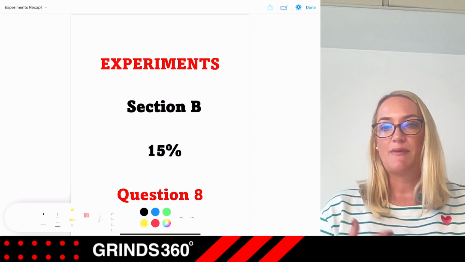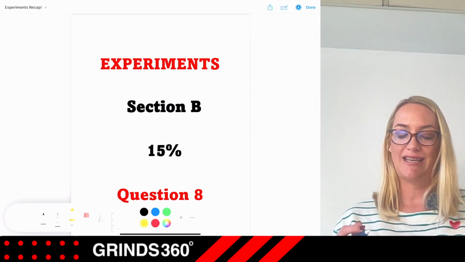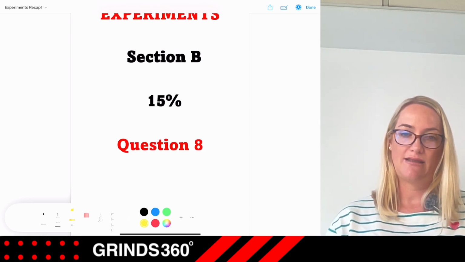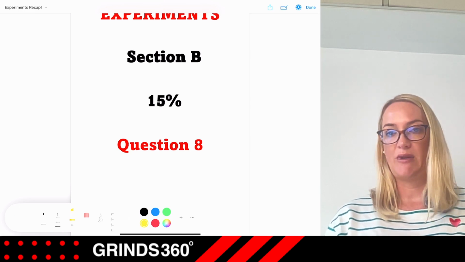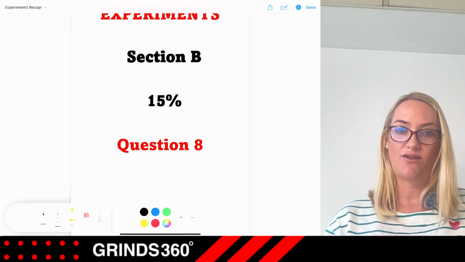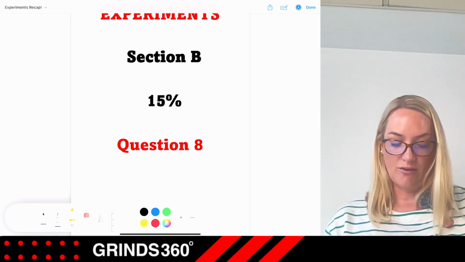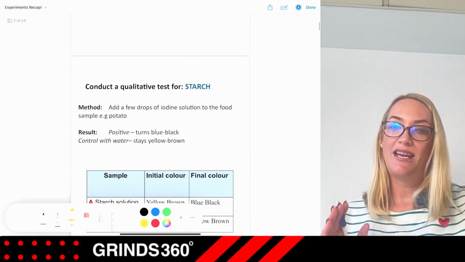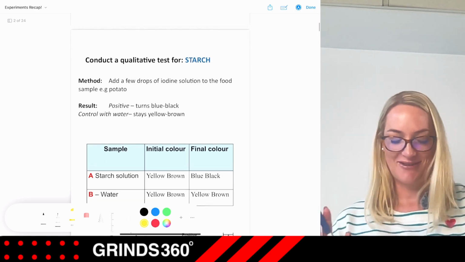Okay, so I'm going to do experiments first. The questions that would be with question 8. To remind you, section B is worth 15% of your actual leaving cert. There are 3 questions, answer 2, and those 2 go towards your marks. If you want to answer 3, go ahead and answer 3. Your best 2 are selected. So I'm going to go through each experiment. And again, if you have any questions, please ask, even if you think it's silly. There's no such thing.